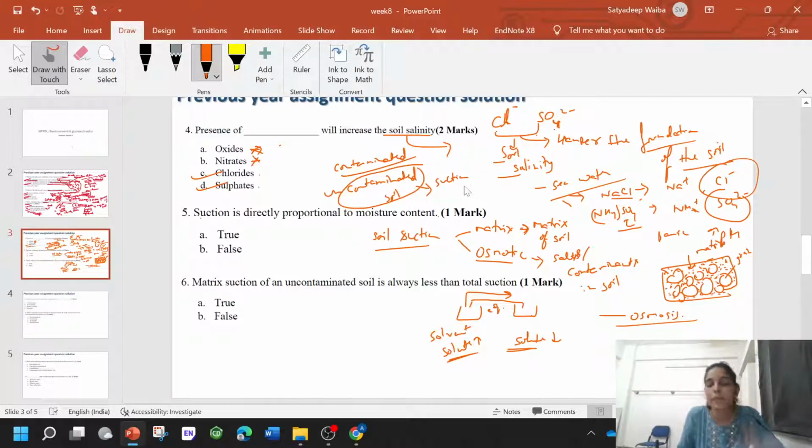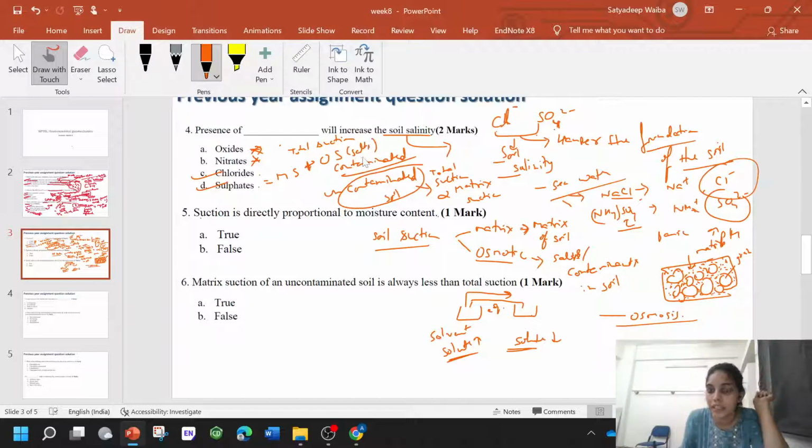First I'll explain this. The total suction, that means the total pressure that is applied to get the pore solution, or the pore fluid, out of the system, is equal to the matrix suction, because only the matrix is affecting it, since there is no salt. But if it is a contaminated soil, then the total suction, the total pressure that you need to apply to the system, is equal to matrix suction plus osmotic suction, because there is the presence of salts in a contaminated system.